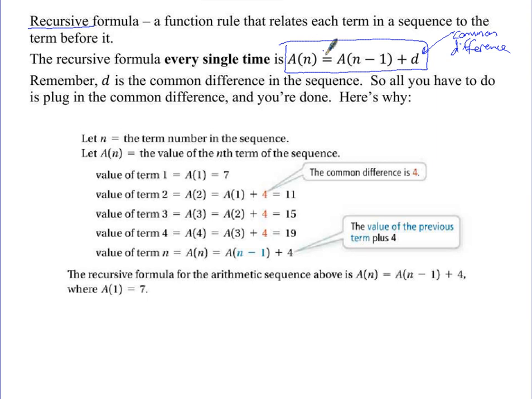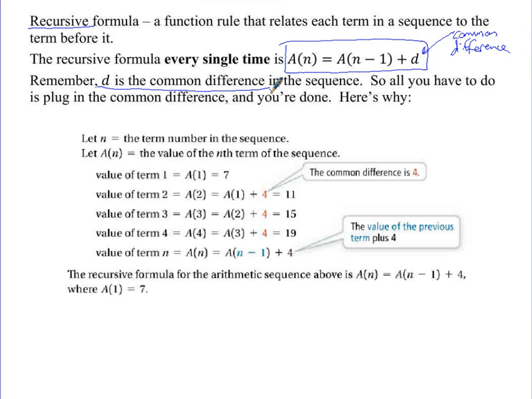A of n equals A of n minus 1. What this means is my term that I'm looking at right now is equal to the value of the term before it. If I'm on term number 4, then this is term number 4 minus 1, which is 3. So whatever this is, the term before the one that I'm looking at. And I'm just going to add the common difference to it to get that 4th term. That's all it is. So remember, D is the common difference in the sequence. That's all D is. So all you have to do is plug the common difference in and you're done.